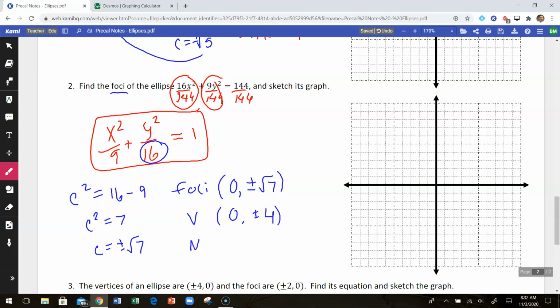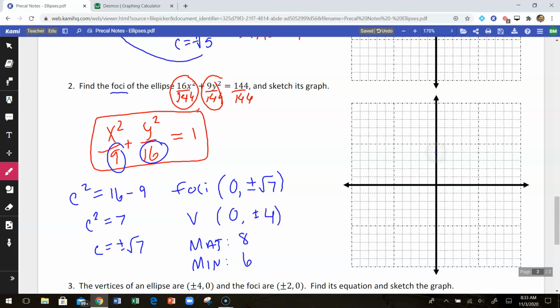And then the length of the major axis, if I stretch it 4 vertically each way, my length there is going to be 8, and the length of my minor axis, I'm going to stretch it 3 in each direction horizontally, so that's going to be 6 as the length of my minor axis. Okay, so this one's going to be oriented vertically.